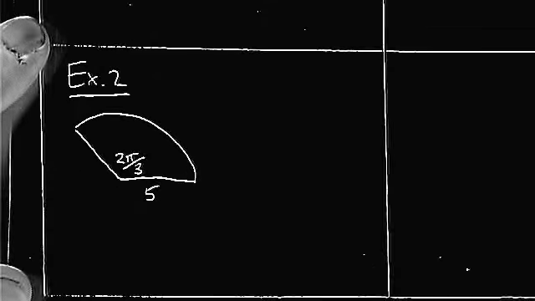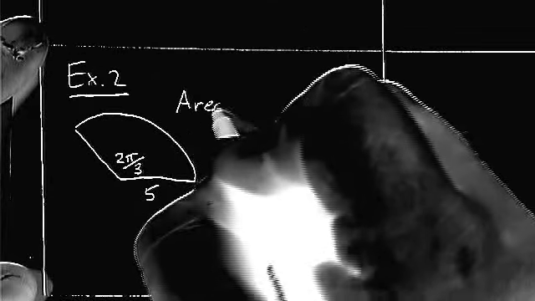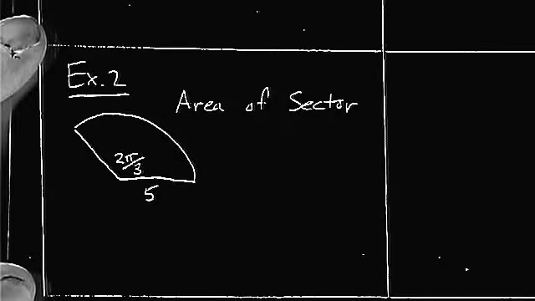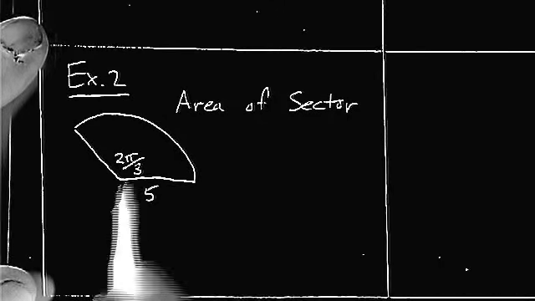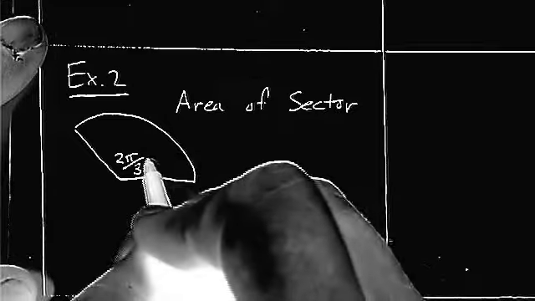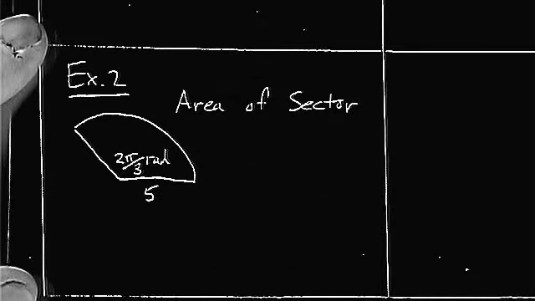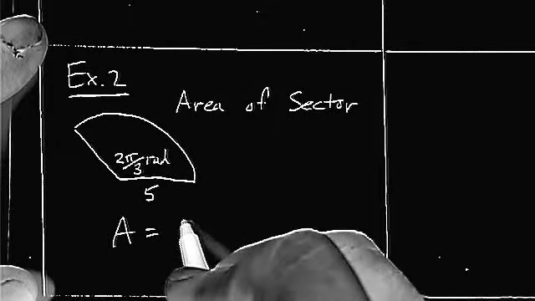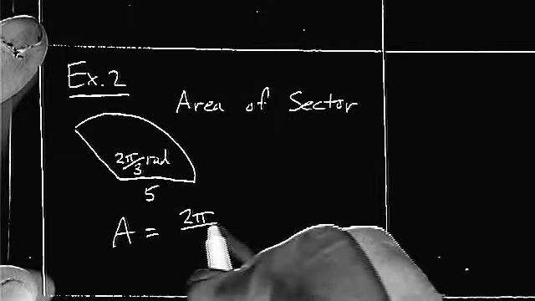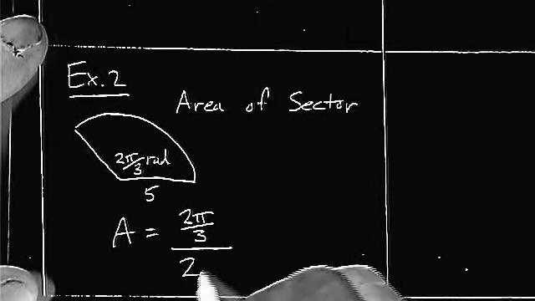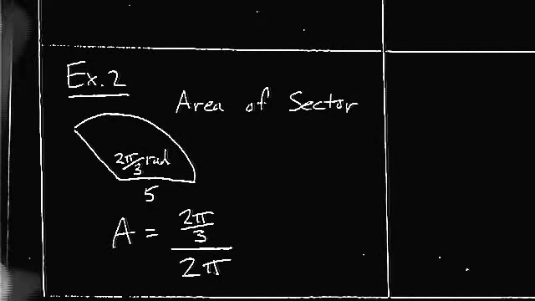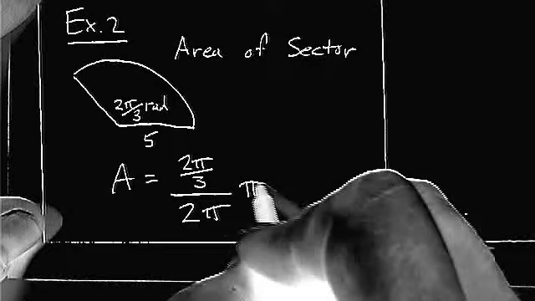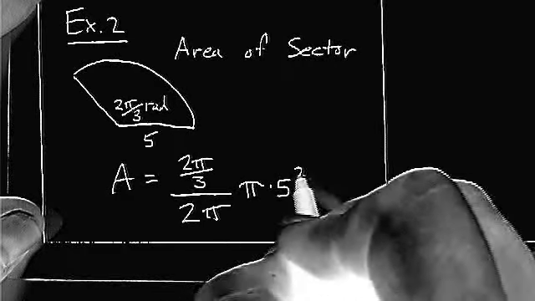In the second example, we're talking about the area of a sector with a part of the circle which is 2 pi over 3 radians and a radius of 5. So the area is going to be part over the whole circle, which is 2 pi, times pi times 5 squared.